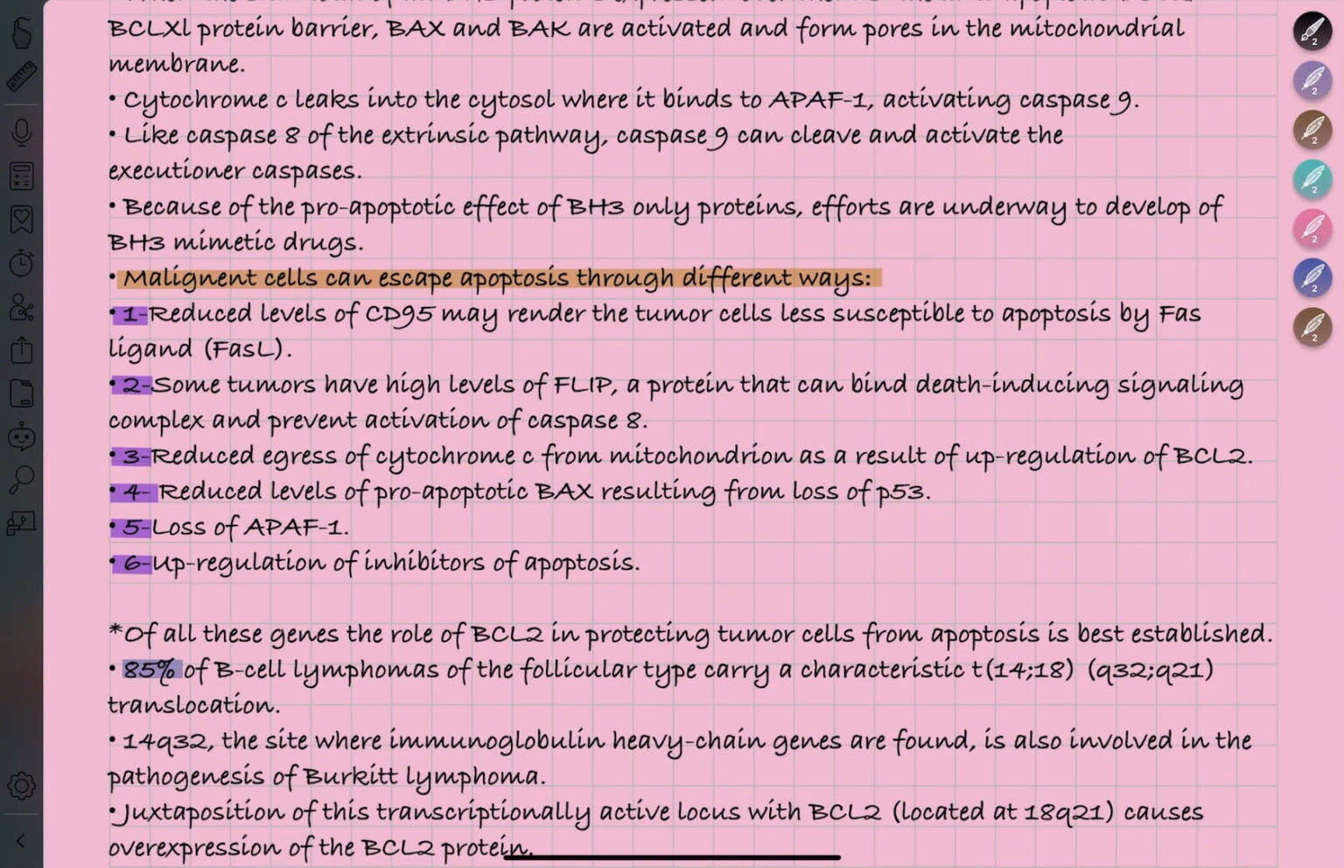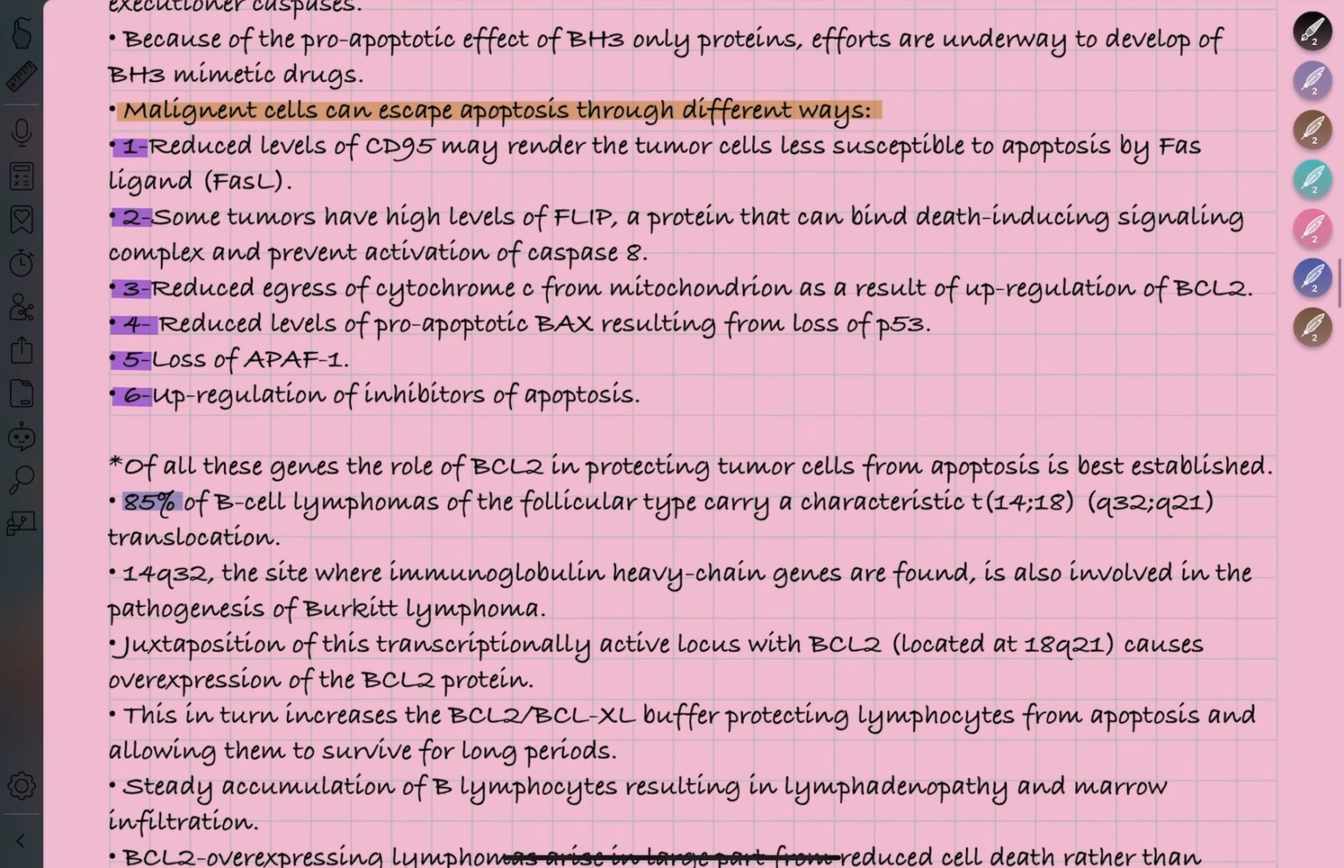Also reduced level of pro-apoptotic factors, meaning increased anti-apoptotic factors and reduced pro-apoptotic factors. Why? Because of the loss of P53. Nice. Loss of APAF1 that binds to cytochrome C activating caspase 9. If APAF1 isn't present, caspase 9 will never be activated. The executioner caspase 3 will never be activated. Also upregulation of inhibitors of apoptosis, whatever they are, okay?